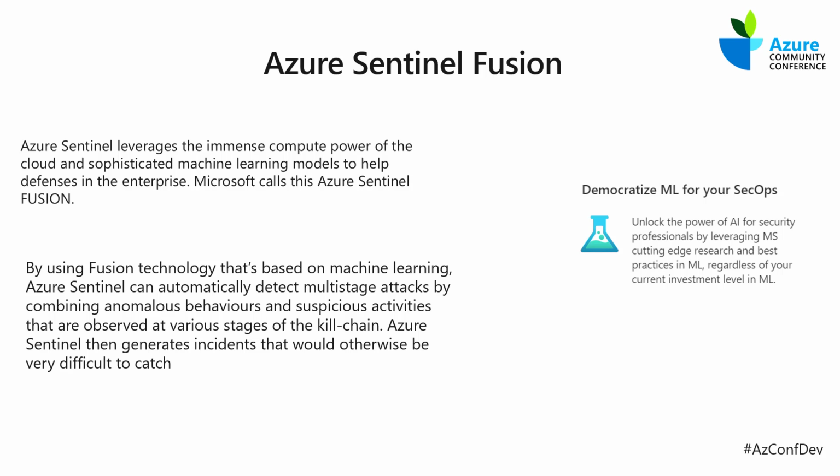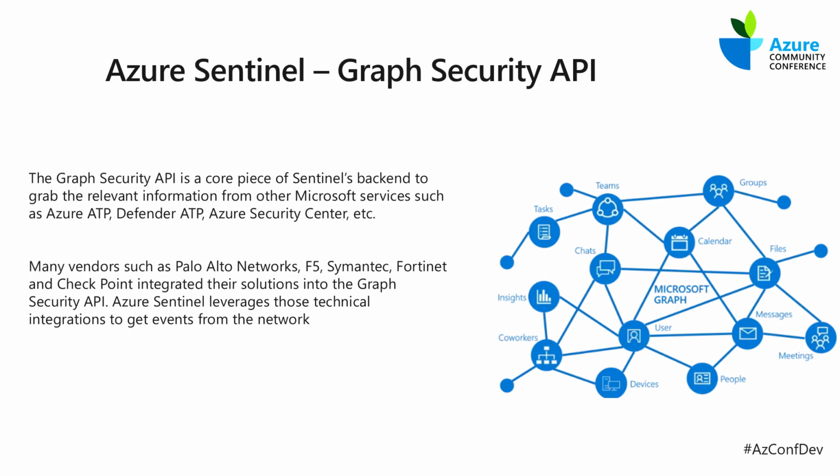Fusion uses graph-powered machine learning algorithms to correlate millions of low-fidelity anomalous activities and combine them into a manageable number of interesting security cases. Now, Sentinel also makes use of the Graph Security API, and it's a very important concept when it comes to Sentinel. In simple words, the MS Graph is used to access the data.